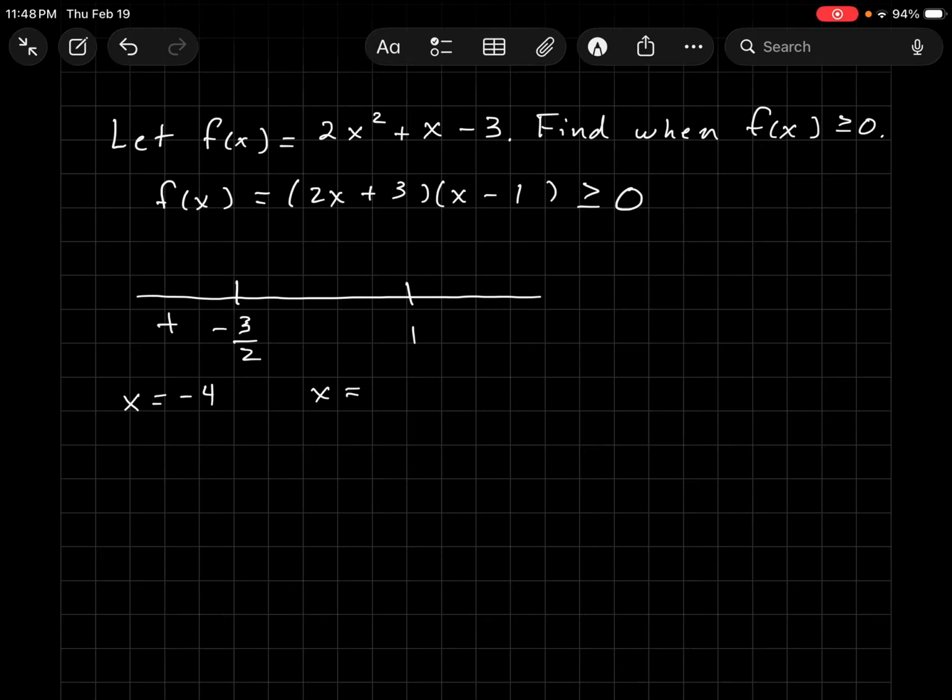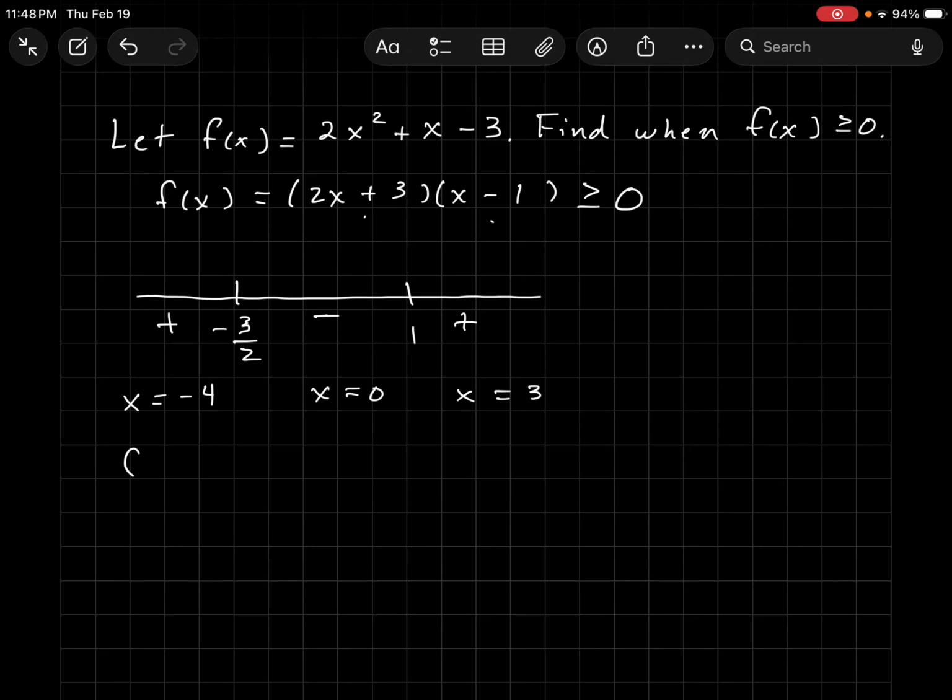Plugging in any x value in between -3/2 and 1, I'll try x equals 0. I get positive times negative. And then similarly down here, anything bigger than 1, I'll try 3. I get positive times positive. And then I can easily answer the question.